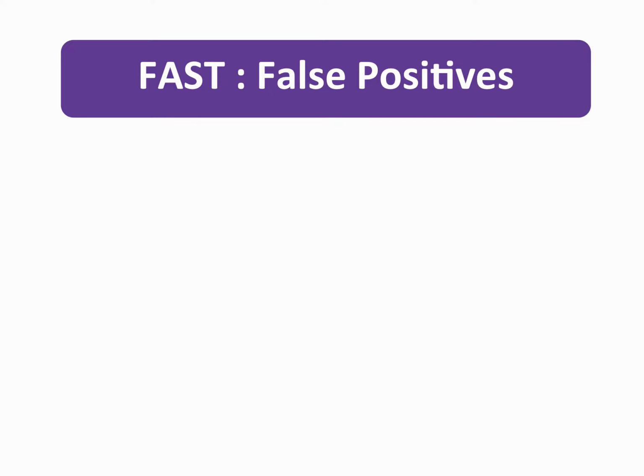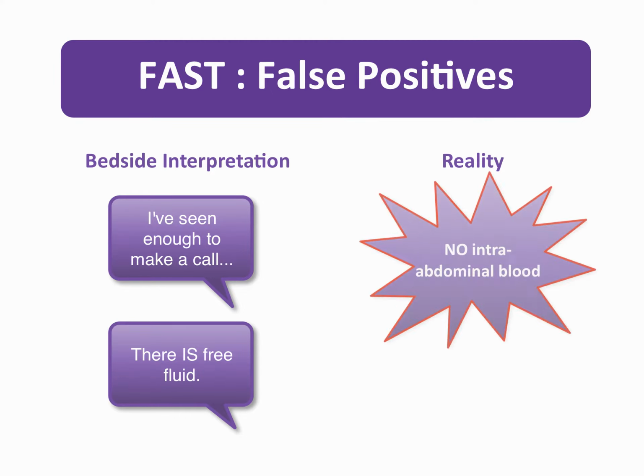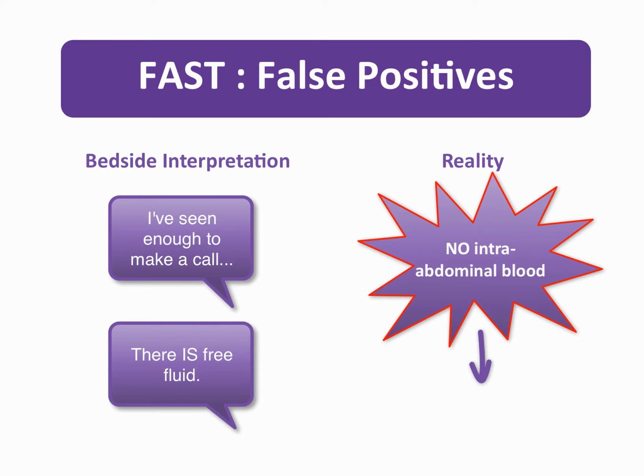Let's now turn our attention to sources of false positives in the FAST exam. In the setting of trauma, a false positive occurs when your interpretation is positive for free fluid and therefore presumed hemoperitoneum, when in fact there is no blood in the peritoneal cavity. In general, this error is a relatively safe error in that by definition it will presumably lead to consultation or further investigation rather than potentially missing an injury as demonstrated in our false negatives.